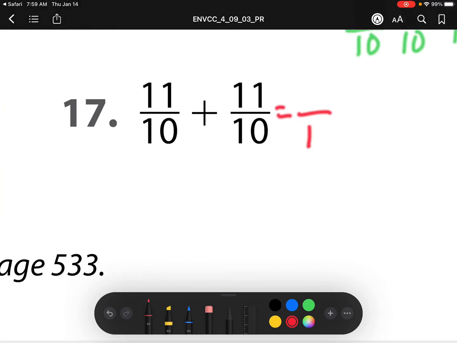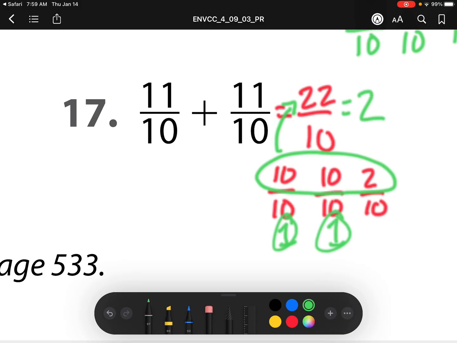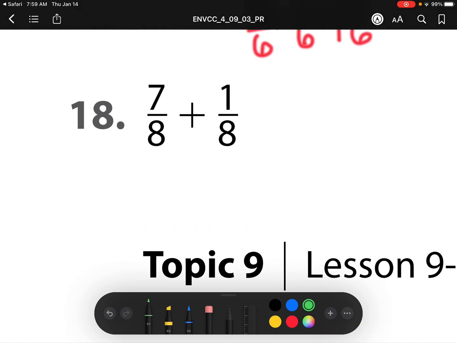Okay, denominators are the same. 11 plus 11 is 22. So what do I see here? Well, I see I have 1 whole, then I'd have another whole, and then I'd have 2/10 left. Notice again, when we're breaking them apart to take those wholes out, the numerator should equal the numerator that we started with. So what do I have? Well, I have 2 wholes and then I have 2/10 left over. So my final answer is 2 and 2/10.